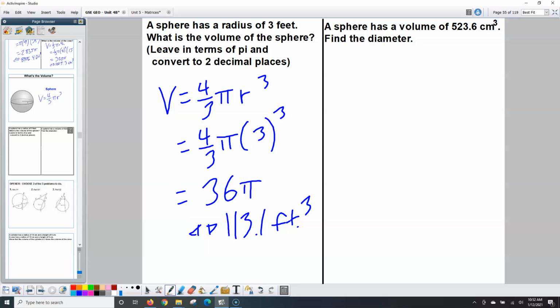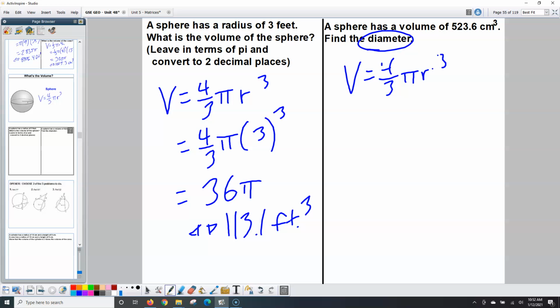Okay, this next one on the right is more of a problem that you'll see later on in a homework. A sphere has a volume of 523.6 cubic centimeters. Find the diameter. Okay, so important, find the diameter. So I'm going to use this formula, volume equals 4/3 pi r cubed. And when I solve, I'm going to get my radius equals something. I got to remember to multiply it by 2 because it wants to know the diameter.